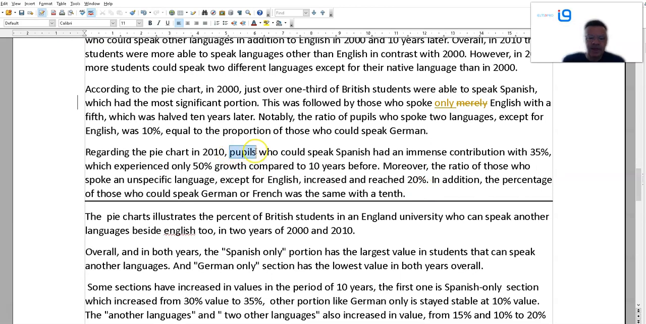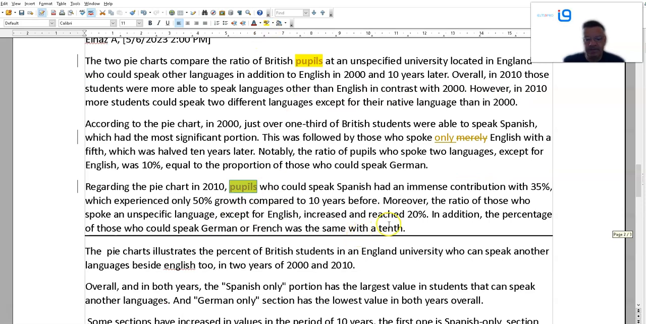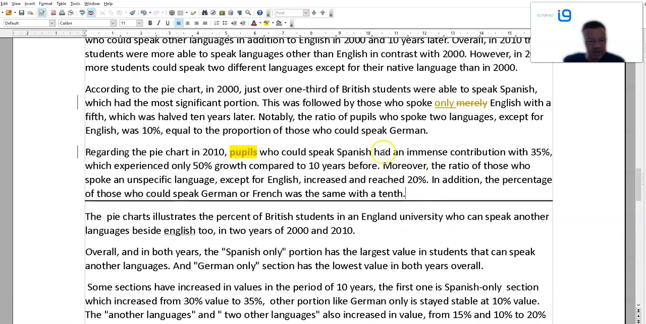So in terms of vocab, if it's at university, we call them students, not pupils. Pupils are for school. They're not interchangeable. Not really. Okay. Pupils, not students. Not interchangeable. So again, that's not bad, but the organisation, there's no logic.